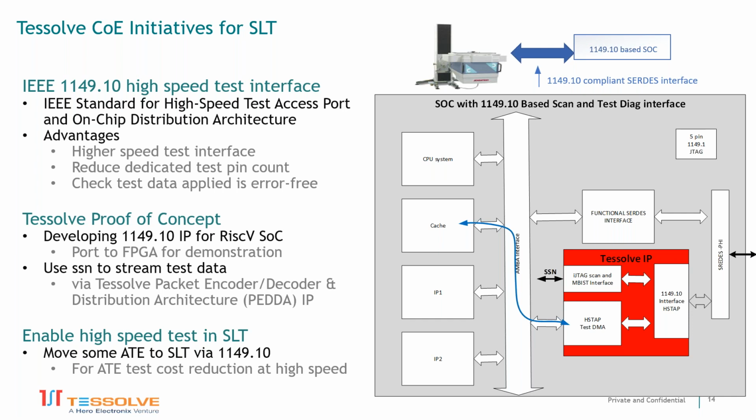Okay, thanks. And hey, Mike, sorry, one more question. You know where you have the blue arrow, from the HSTP test DMA into the cache? What is that interface? Do you make that custom for each SoC that you're testing?